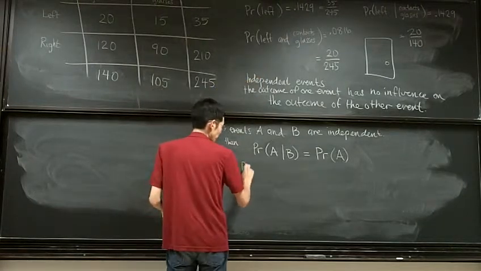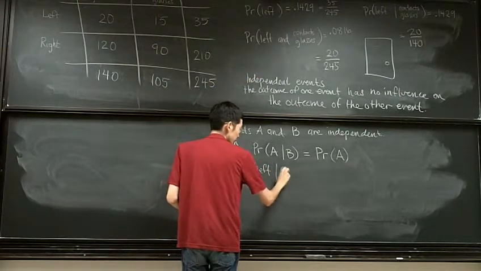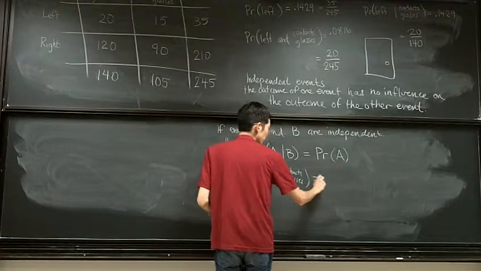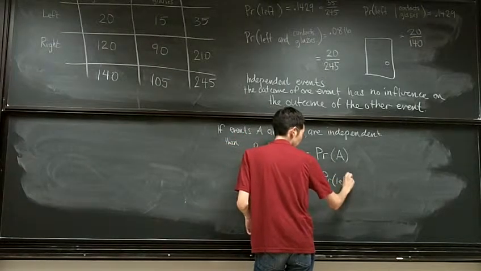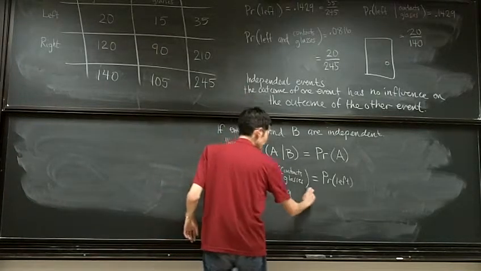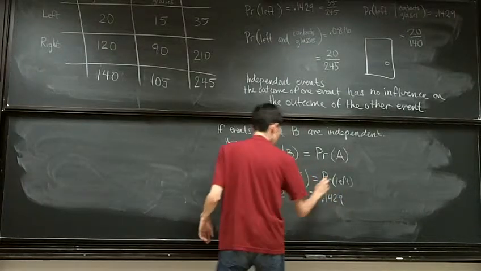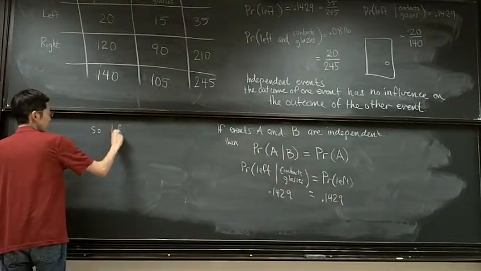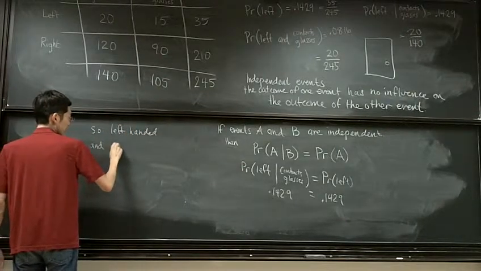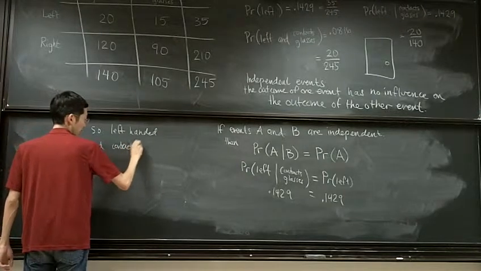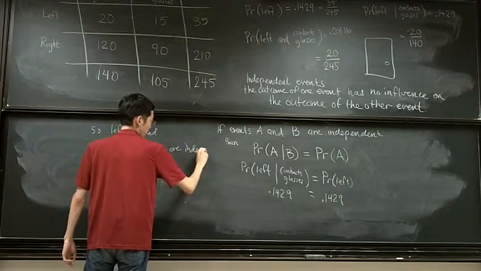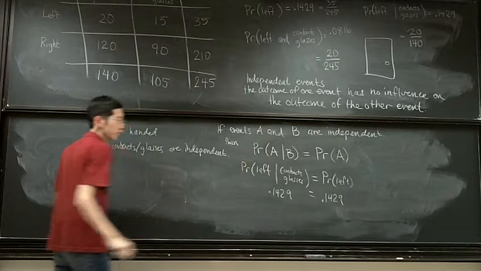Okay? And so that's what we have up there. We say the probability of left-handed given contacts and glasses is equal to the probability of left-handed. Is that true? Yes. We have 0.1429 equals 0.1429. So left-handed and contacts glasses are independent.